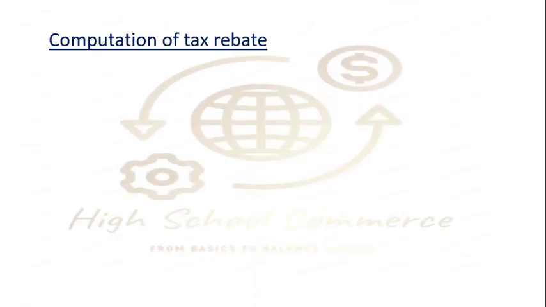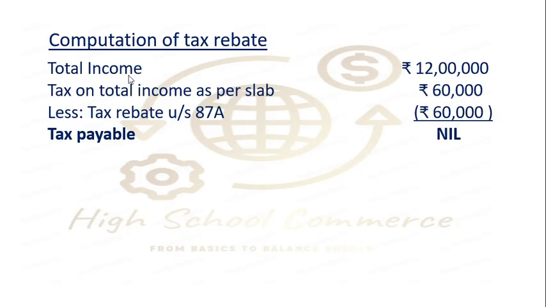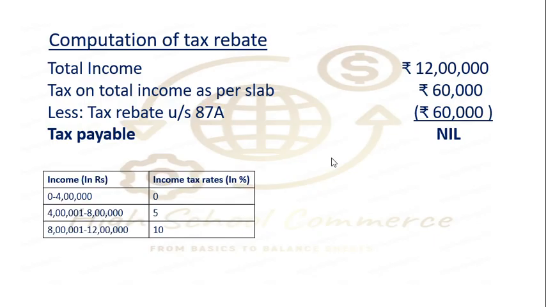That's the example. We will write computation of tax rebate. Suppose our total income is 12 lakhs, and if I go by the slab, 0 to 4 lakhs is 0%, 4 lakhs to 8 lakhs is 5%. That means in the range of 4 lakhs to 8 lakhs, this 4 lakhs is taxable at the rate of 5%, which comes to 20,000.